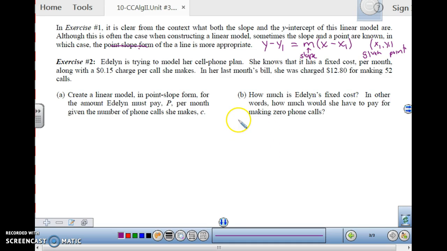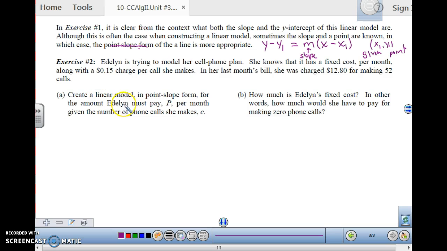All right, so let's look at an example that has this. Edelyn is trying to model her cell phone plan. She knows that she has a fixed cost per month, so that tells us it's going to be linear, along with a 15-cent charge per call that she makes. In her last month's bill, she was charged $12.80 for making 52 calls.